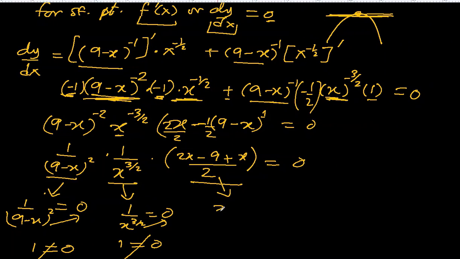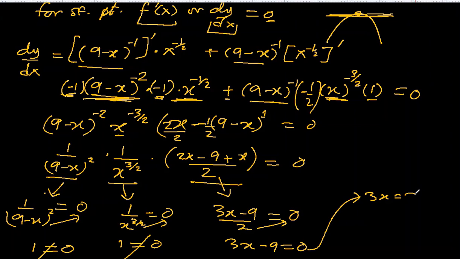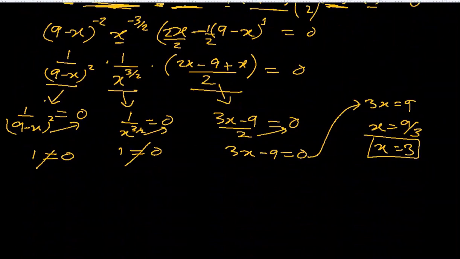2x plus x. 3x minus 9 over 2 equal to 0. 2 multiplied with 0 again. 3x minus 9 equal to 0. And yes, 3x equal to 9. X equal to 9 over 3, which is 3. This is the x coordinate of the stationary point, and that's what they're asking. Okay, let's see B part.